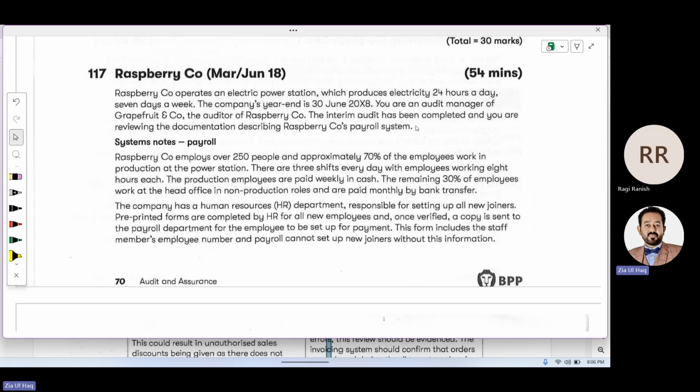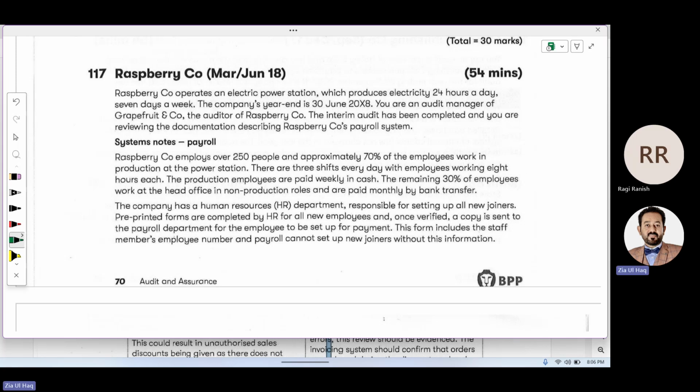Raspberry Company employs over 250 people, and approximately 70% of employees work in production at the power station. Means 70% people are labor. Working in production means on hourly basis. There are 3 shifts every day. Obviously, power production will run 24 hours, so there will be 3 shifts of 8 hours. There are 3 shifts every day with employees working 8 hours each.